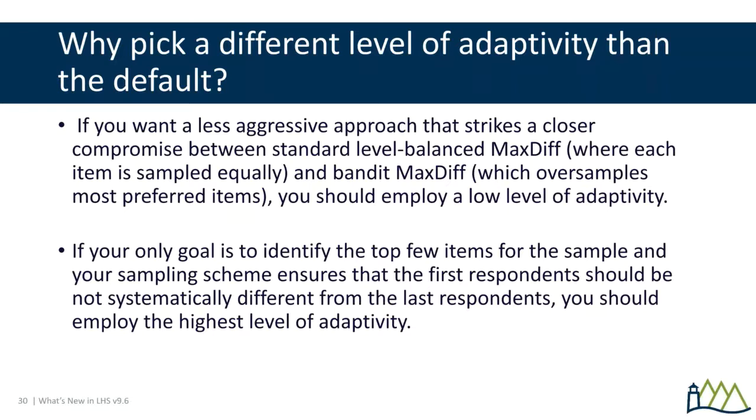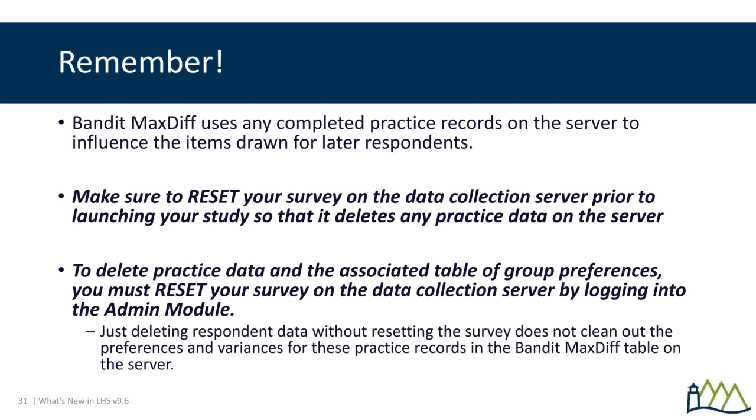Let's see. We talked about the different levels of adaptivity. Again, if your goal is to identify the top few items for the sample, you should really employ the highest level of adaptivity to optimize Bandit MaxDiff's algorithm. The minute that you start to lessen the level of adaptivity, you're going to show more of those dogs versus the stars, and therefore, like Zach said, not be as confident in your top items. You still get great utilities from it, but you might not be able to separate them from each other as much as you would if you used a higher level of adaptivity.